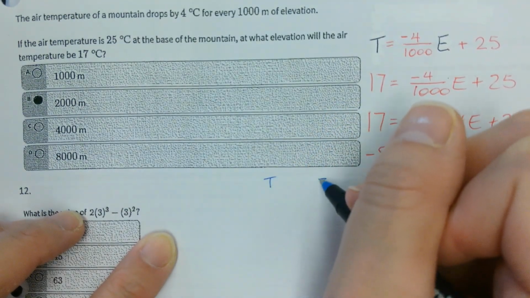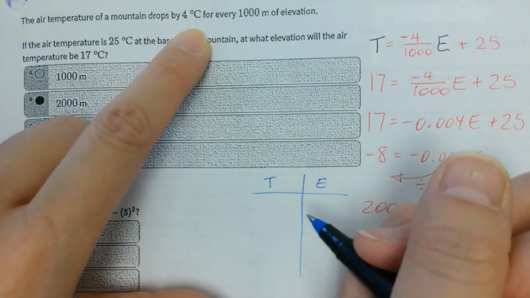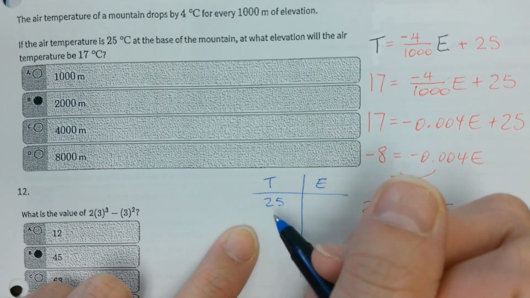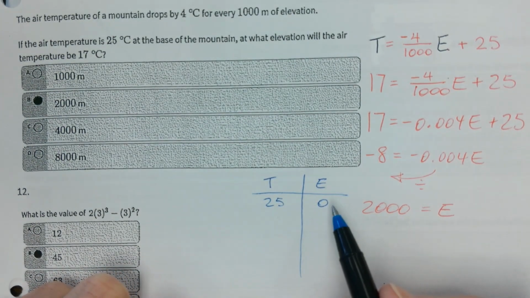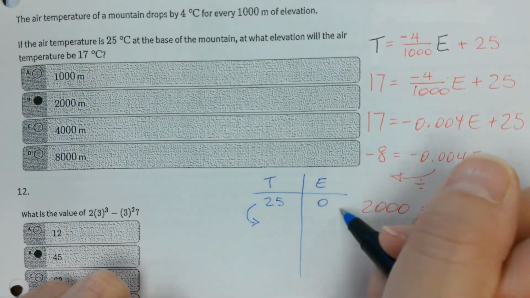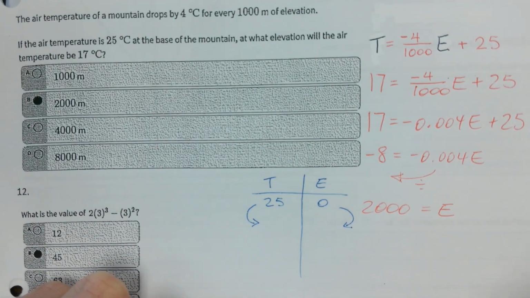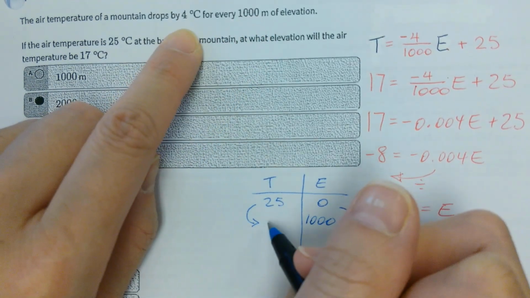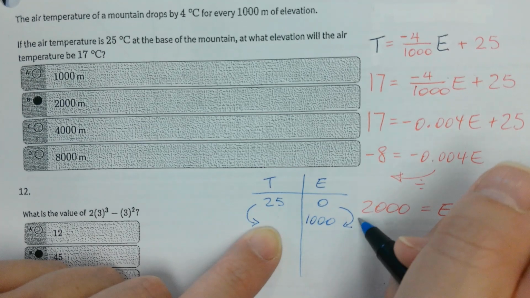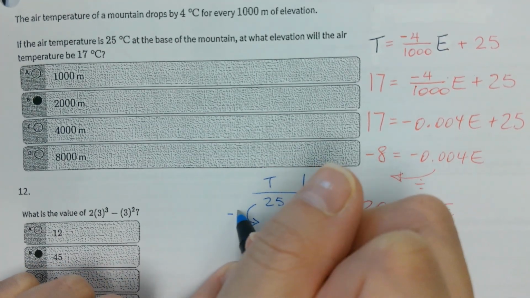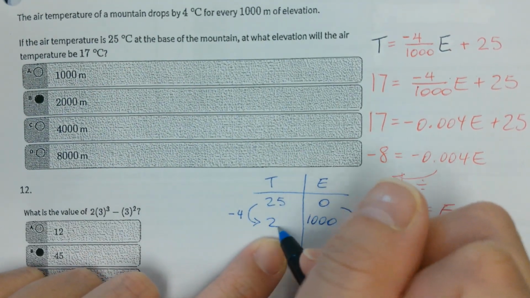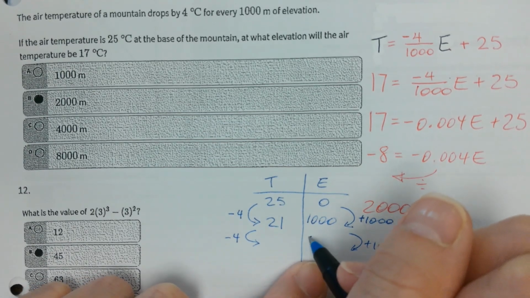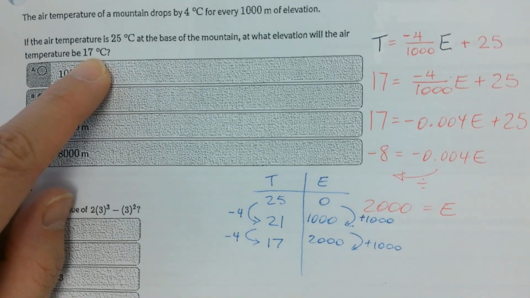So the temperature and the elevation. It starts out at 25. So 25 degrees at 0 elevation. If I go up 1,000, the temperature is now what? Remember, if I go up 1,000, temperature goes down 4 degrees. So now it's going to be 21. What if I do that again? Go up another 1,000. So now it's at 2,000, and now the temperature is 17. When will the temperature be at 17? At 2,000.